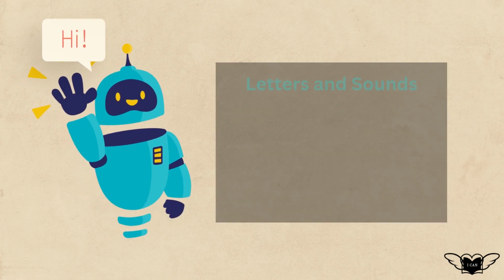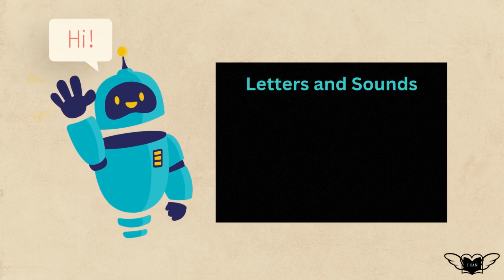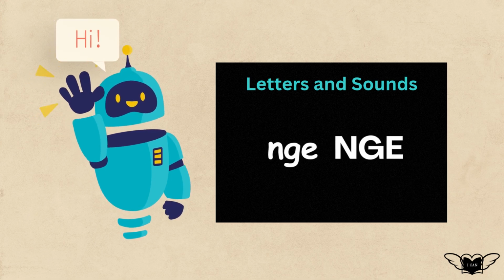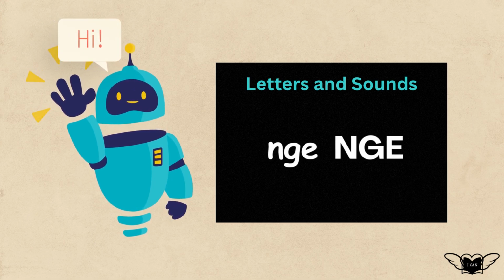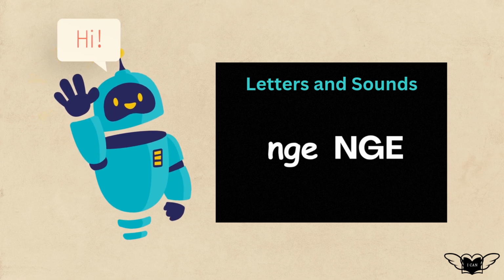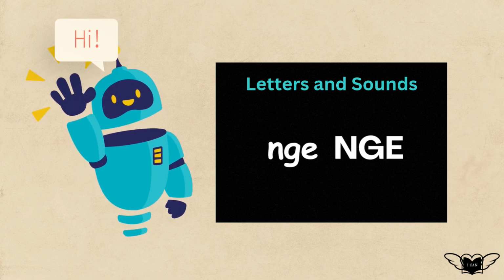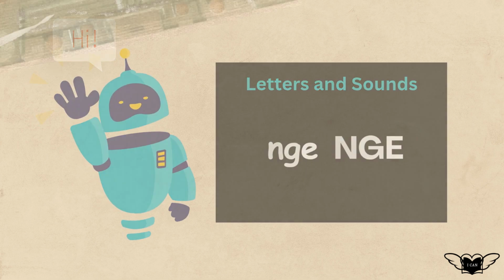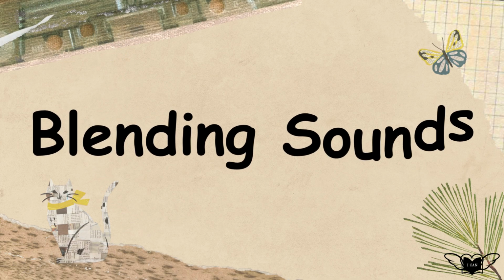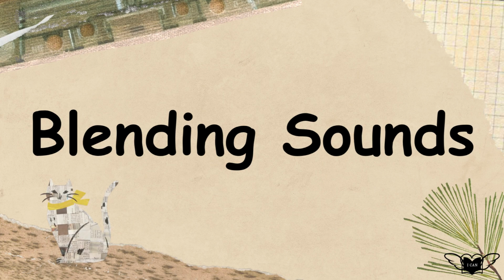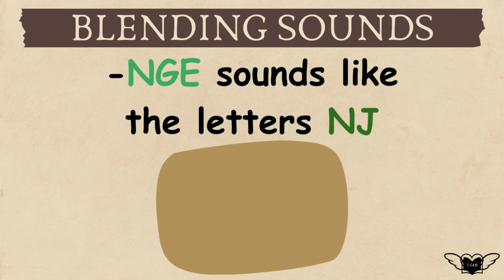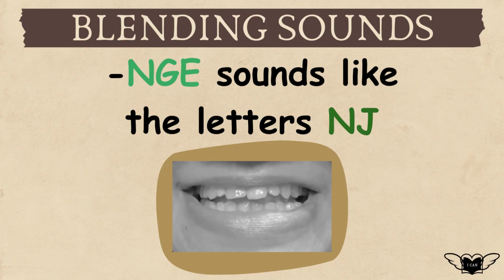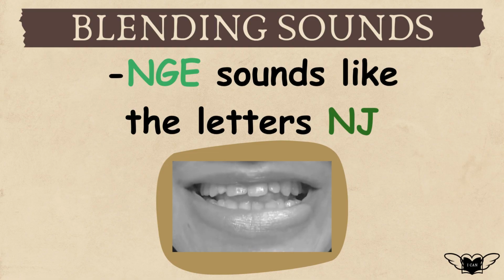Hi. Let's learn how to read words with NGE. NG, NG, NG. Blending sounds. NGE sounds like the letters N, J. NG, NG, NG.